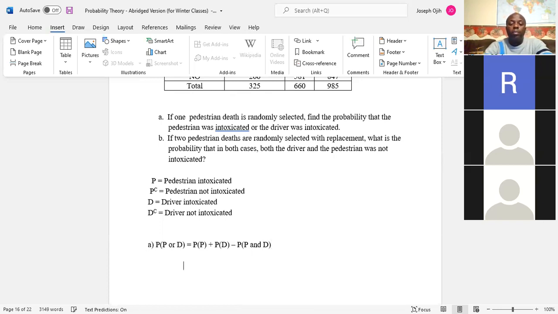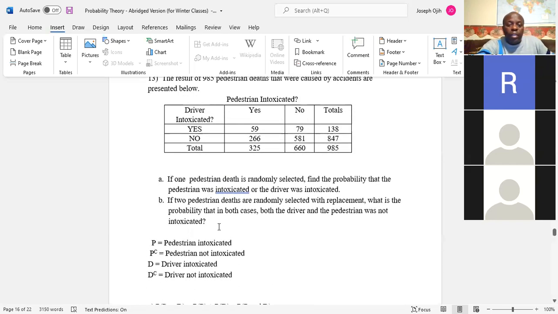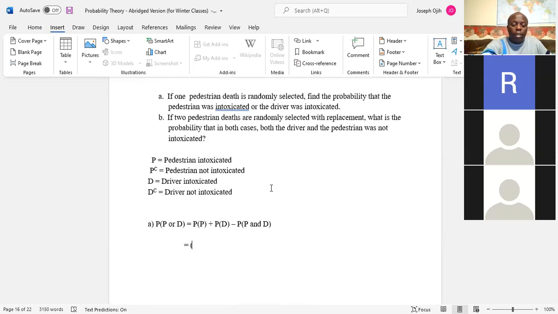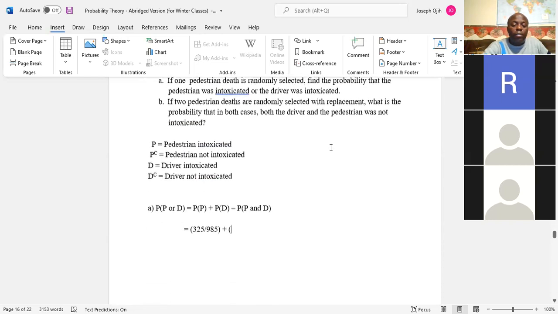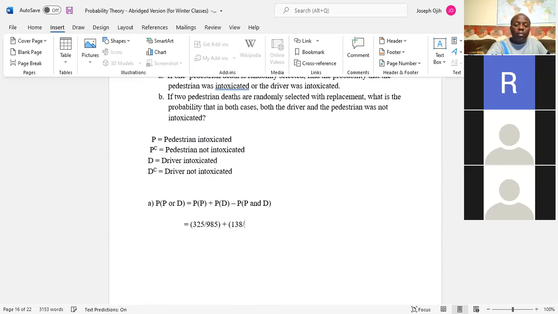You can get these numbers from the table. Pedestrian intoxicated, you say yes, you can see right here, and the total for that is 325 out of 985 deaths. Plus driver intoxicated, you can see yes, right there. So that is 138 out of 985. Then minus pedestrian intoxicated and driver intoxicated.